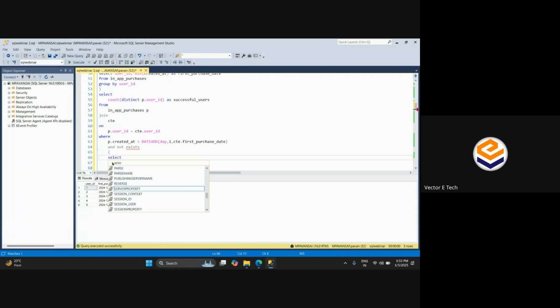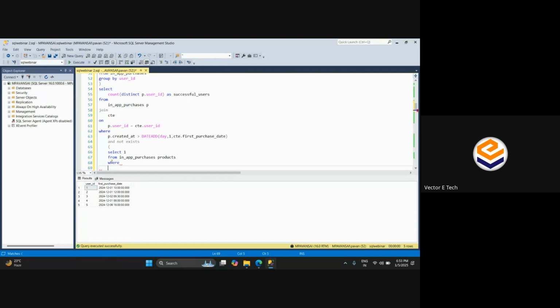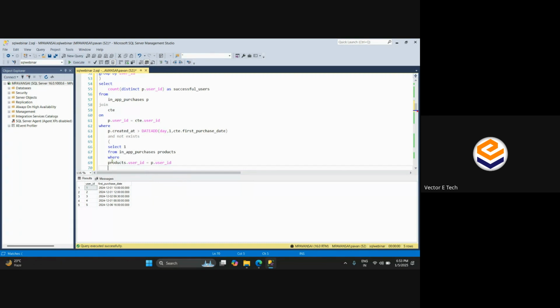So what we'll do, I'll write something called select. One, we'll take the first condition, or you could say it will select the respective column from in app purchases. Okay, we'll call it some other name. Suppose I'll call it products. Okay, I'll call it products. I'll write a where condition within that, where my products.user_id is equal to p.user_id. Okay.